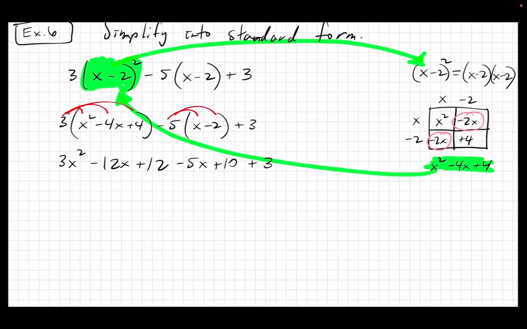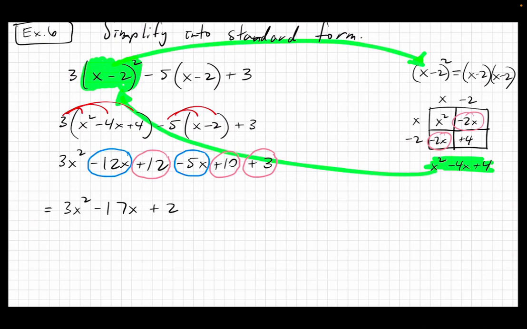And then combine like terms. Last thing, combine like terms. The reason I wanted to do another problem like this is because these are the types of problems that always show up on quizzes and tests. So I wanted to give you guys another example of one in your notes. Combine like terms. 3x squared minus 17x plus 25. Done.